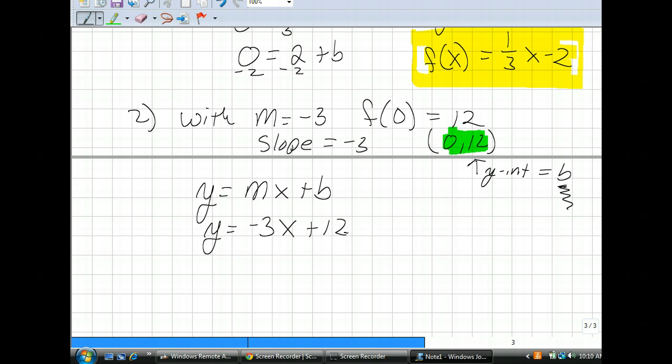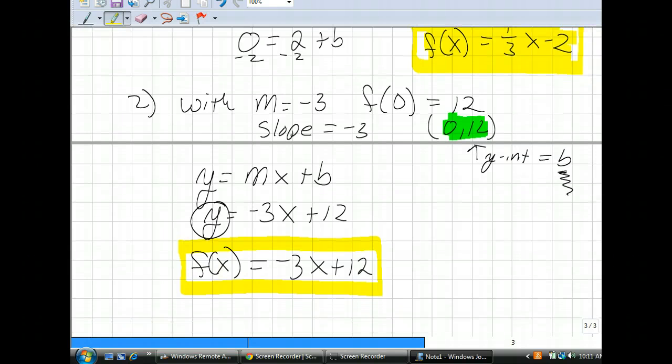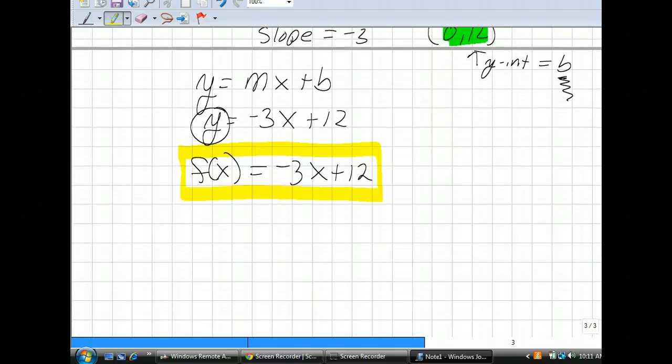There's the graphing form of the function. Now it's just one extra step. We're going to replace the y value with f of x. And there is our answer. f of x is equal to negative 3x plus 12. That is the linear function with slope of negative 3 that goes to the point (0, 12). Okay, example 3. M equals 4 and f of 2 equals 7.